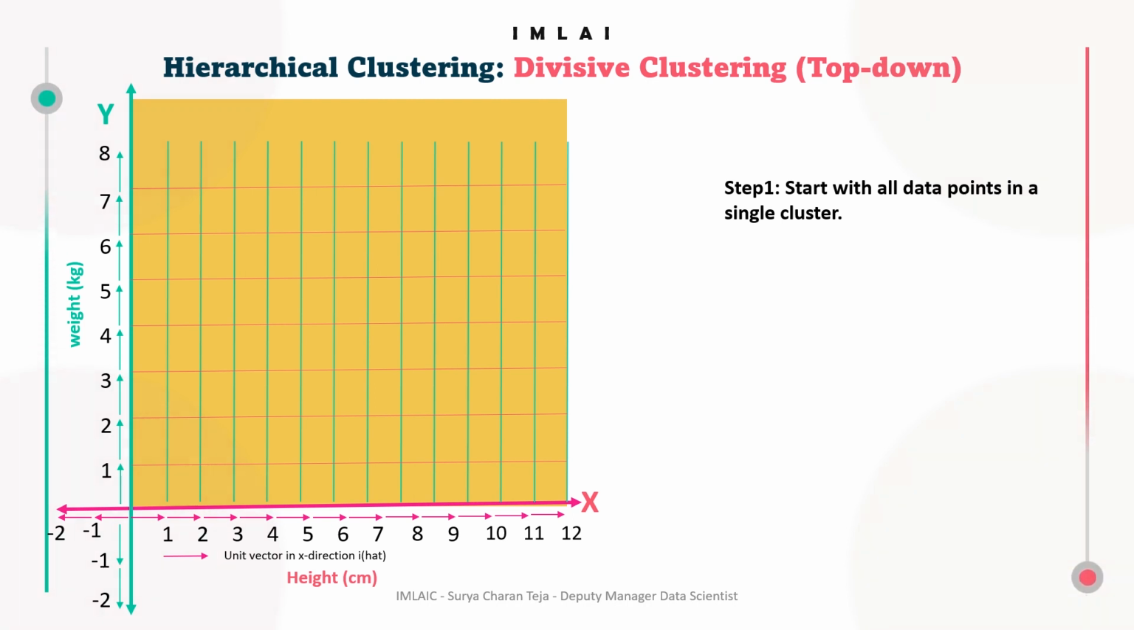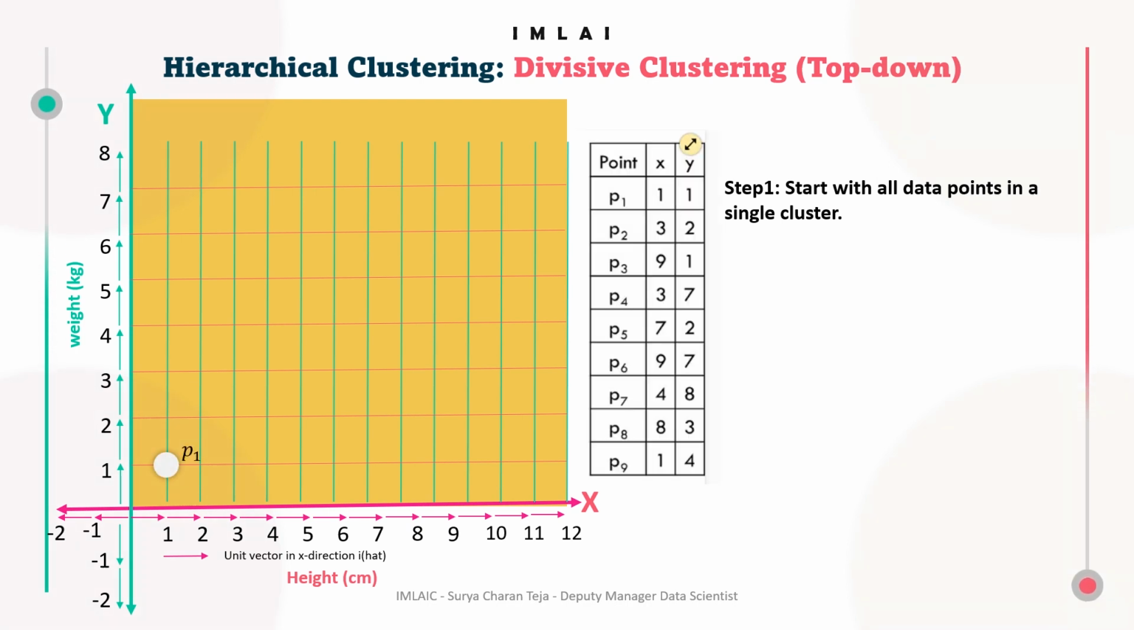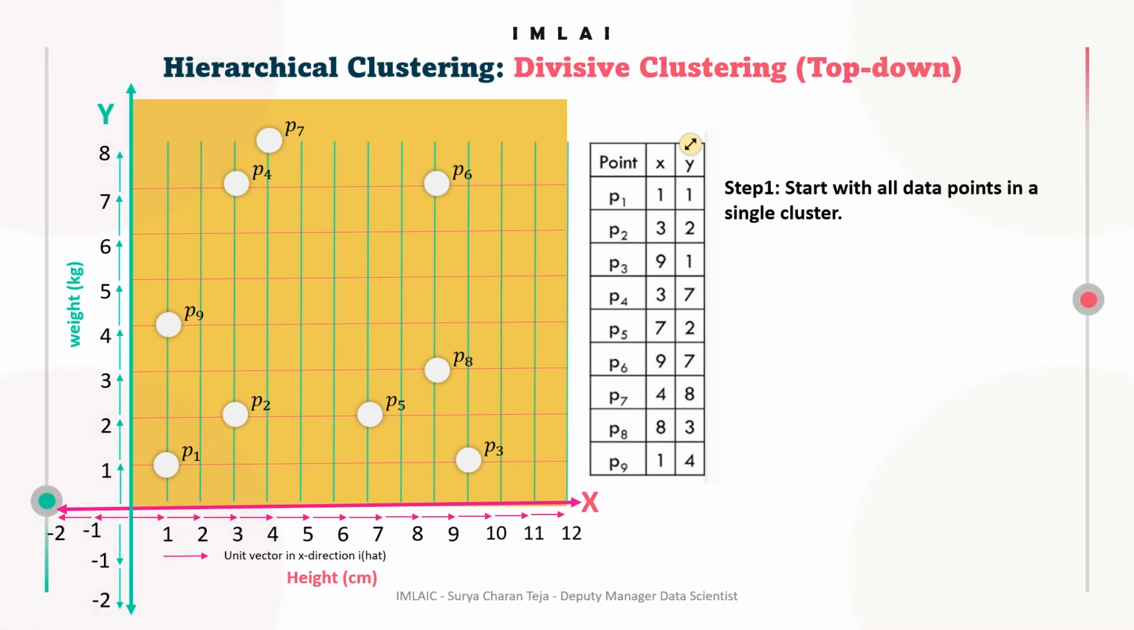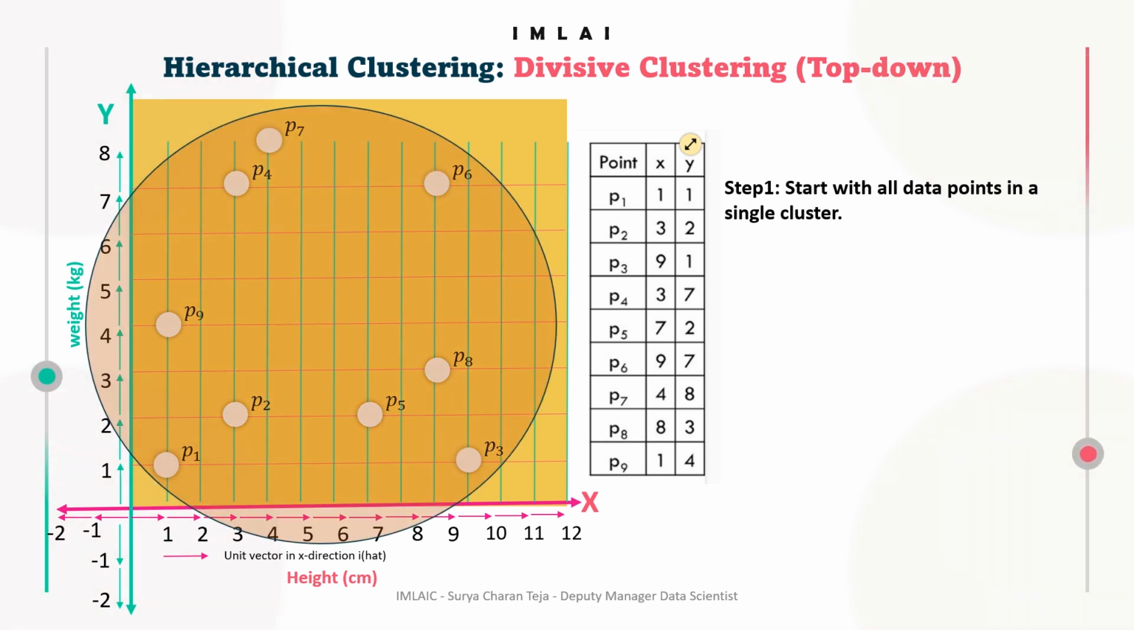The cluster division or splitting procedure is carried out according to some principles, such as the maximum distance between neighboring objects in the cluster. So step 1 is to start with all data points in a single cluster. So that's what is our step 1 for the divisive clustering. So point 1, point 2, point 3, point 4, point 5, and point 9. So step 1 is to consider that all data points are part of a big single cluster. And that's what you see on the screen now.